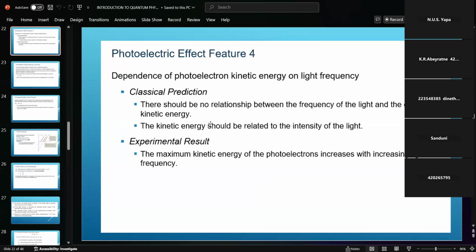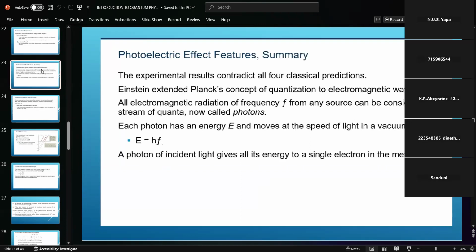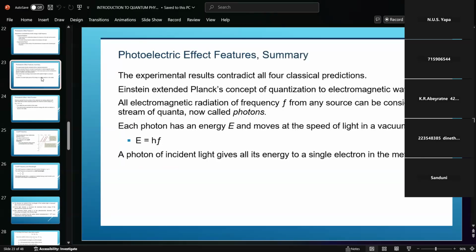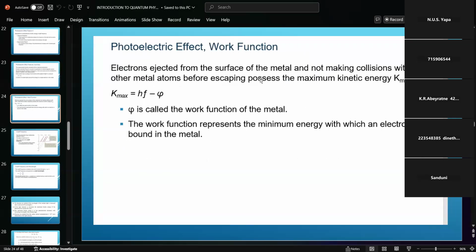Can you see the screen? Yes, madam. Okay. Then we discussed the photoelectric features, the results, and the classical predictions. I think you remember. Later I will explain the reasons for this. And explanations, right? Then we discussed this equation, the photoelectric effect, work function, and things.